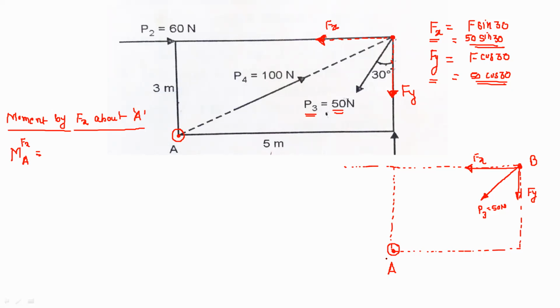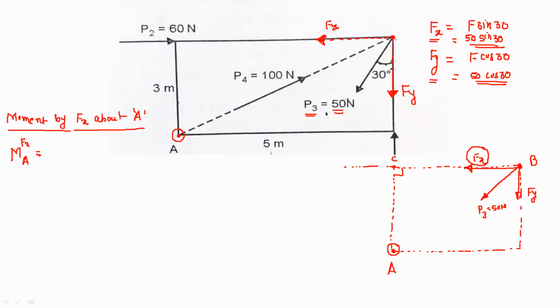Now draw the perpendicular from point A on this line of action. So this is actually a perpendicular. This point will be point C. So AC is the perpendicular on this line of action which is passing through the force Fx. Now this distance is nothing but the perpendicular distance.